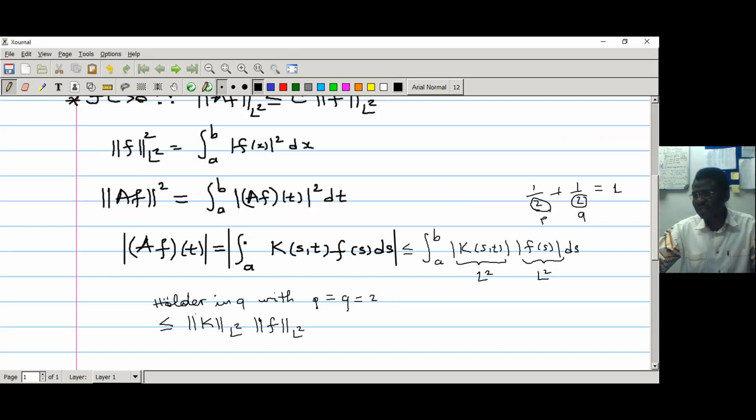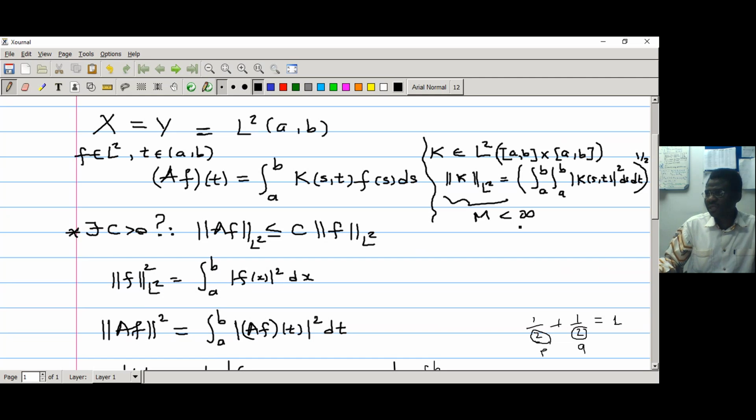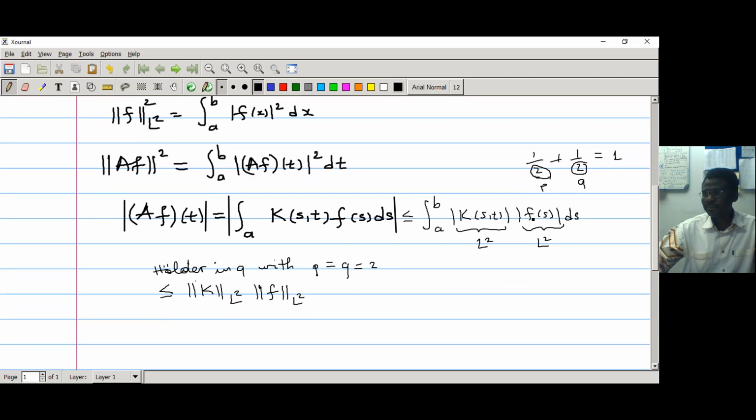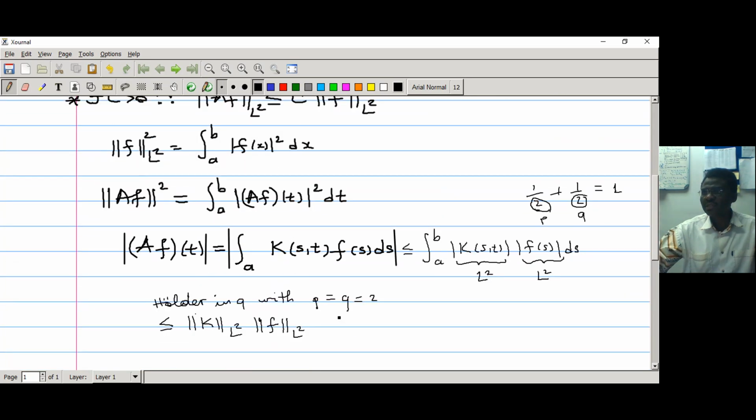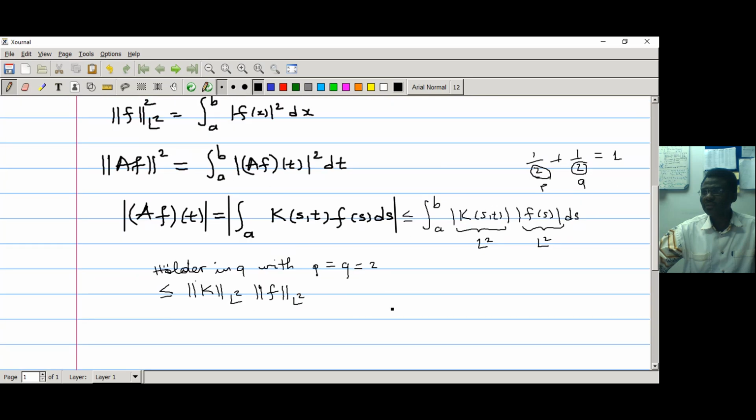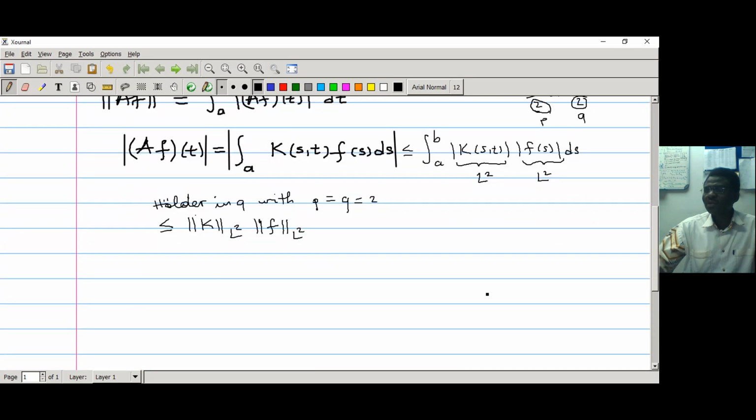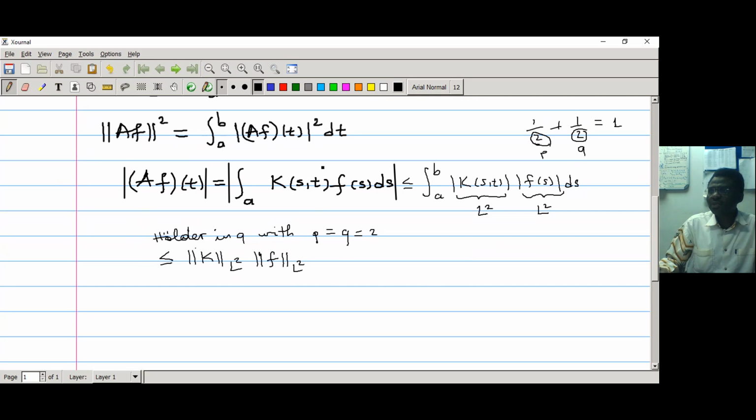But we know already that this is finite because k is in L2, so this is finite. That's our M. And this is what we want, right? So far, it's only the absolute value, but you still need to compute this norm. So we need to square this and integrate, and finally take the square root to get this.